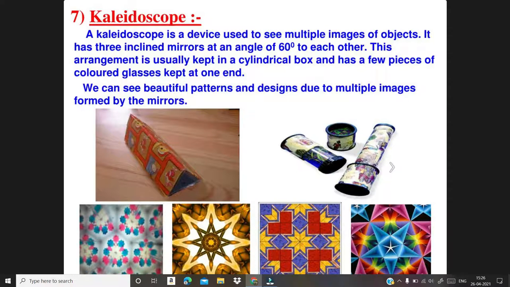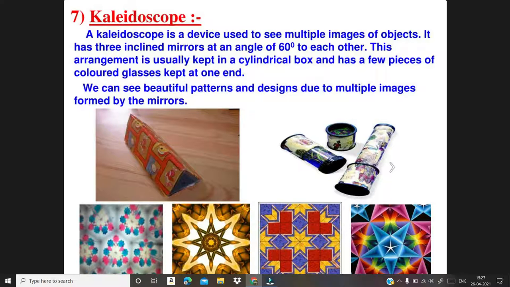Now we are going to discuss the kaleidoscope. A kaleidoscope is a device used to see multiple images of objects. It has three inclined mirrors at an angle of 60 degrees to each other. This arrangement is usually kept in a cylindrical box and has a few pieces of colored glass kept at one end. We can see beautiful patterns designed through the multiple images formed by the mirrors.